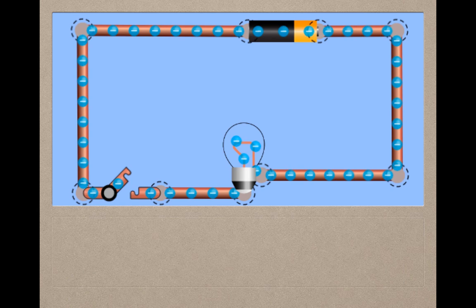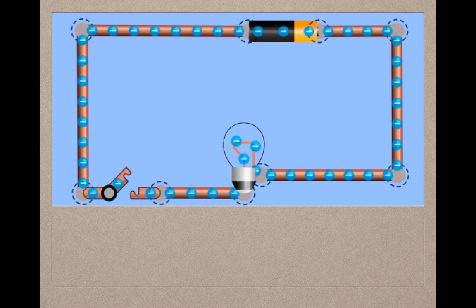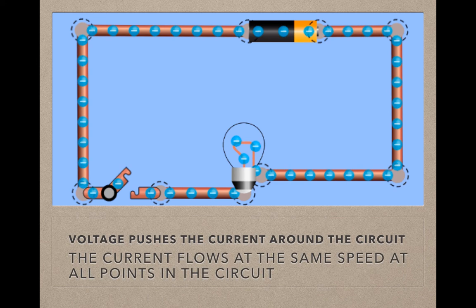And then you have these brown wires connecting all of them with these circles with a minus in them in the wires. Now the blue circles with the minus in them are electrical charges, and because we have the charges connected up to a battery, the battery, which has a voltage, will push the current around the circuit. So what I want you to note here is the push comes from the battery and the push is the voltage. And the second thing I want you to note is that the voltage pushes the current around the circuit and the current around the circuit stays the same at all points.